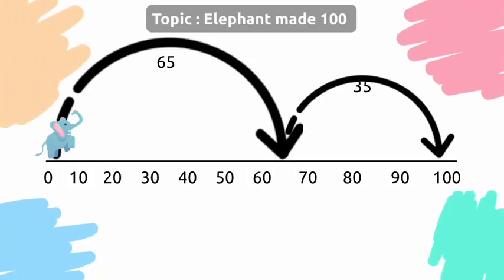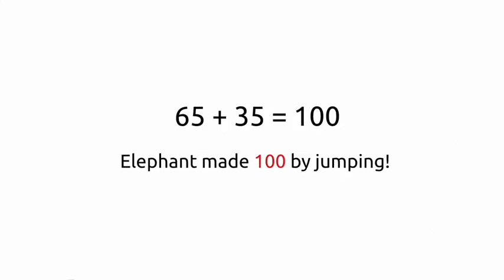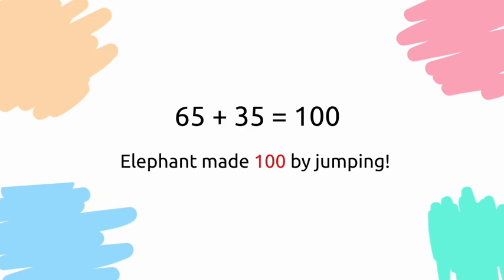Next topic, elephant made 100. Look, elephant is on a number line. He is standing at number 65. He takes a big jump of 35 steps. 65 plus 35 equals 100. That's how elephant made 100 by jumping. Isn't that fun? Try jumping numbers and making 100.